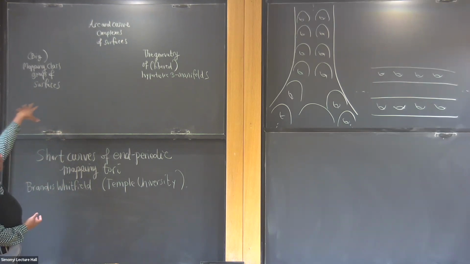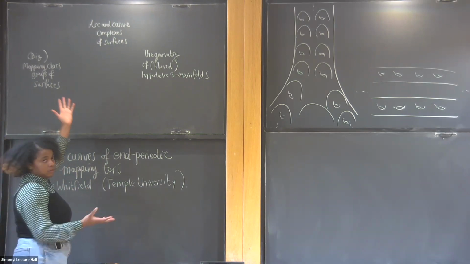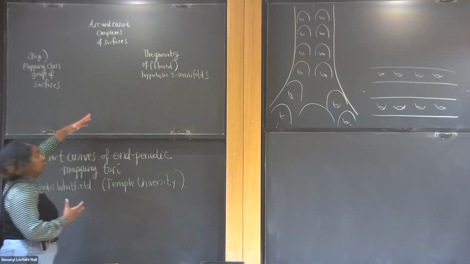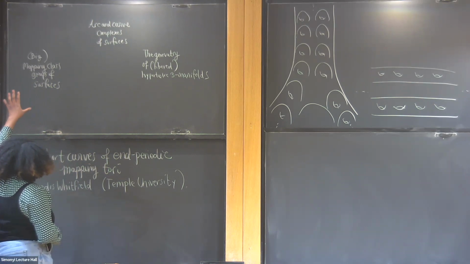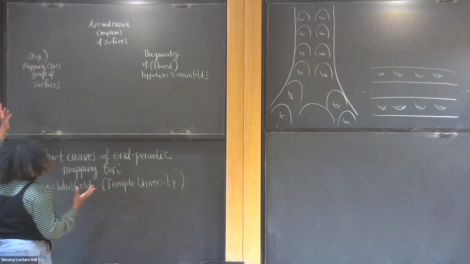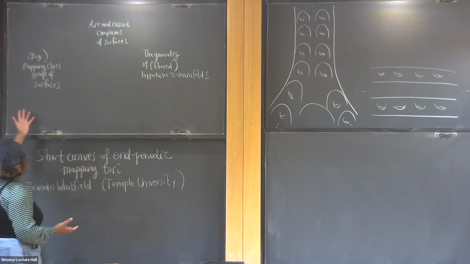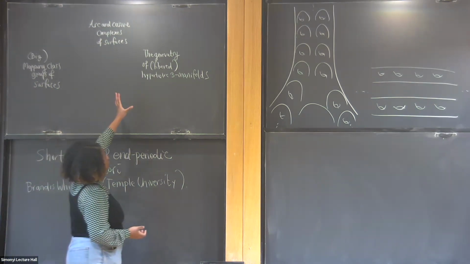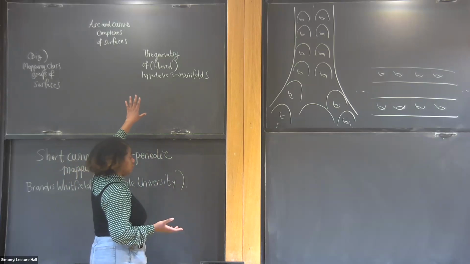These three pieces here: first is the arc and curve complexes of surfaces. Usually I like to think of curve graphs and arc graphs and their geometry. The next is big mapping class groups of surfaces, so homeomorphisms of surfaces up to isotopy. And the next is the geometry of hyperbolic three-manifolds, particularly fibered three-manifolds.